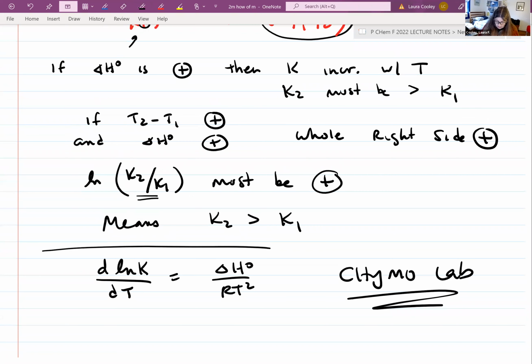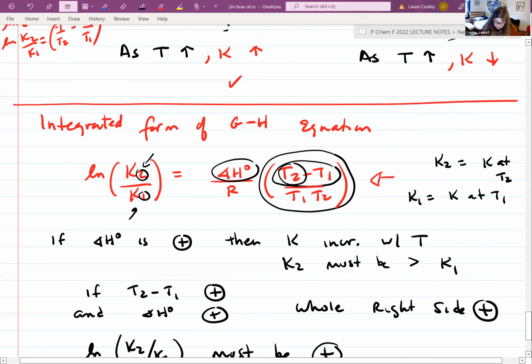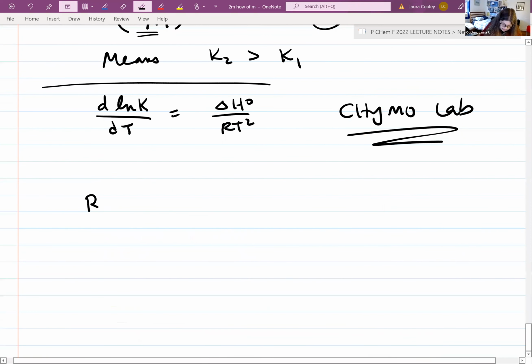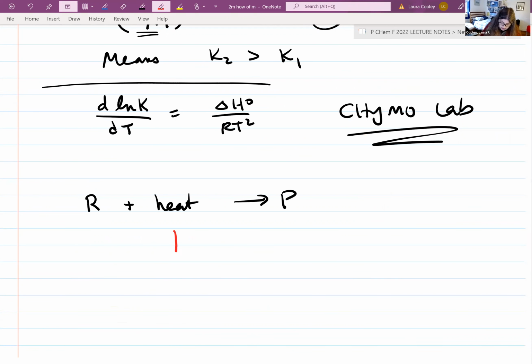I want to go back to one little thing I said, because I don't want you to get a wrong impression here. If you have reactants plus heat goes to products, and I said if you increase the temperature, you add a stress, right? You're adding heat. It'll drive the reaction this way, and you'll have a greater value of K at equilibrium. I want to emphasize that it's only for changes in temperature that you will change the equilibrium constant.